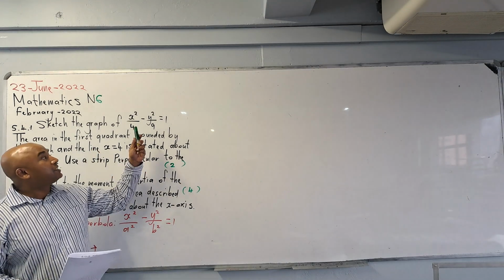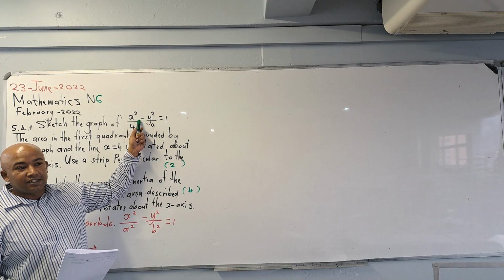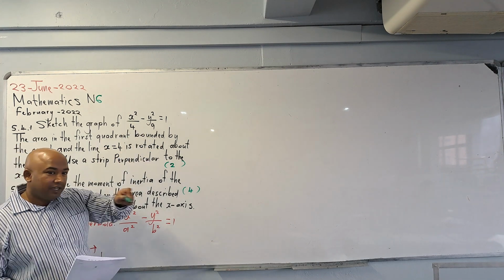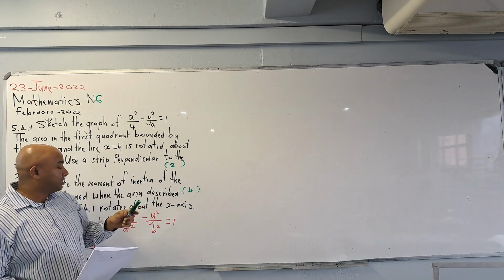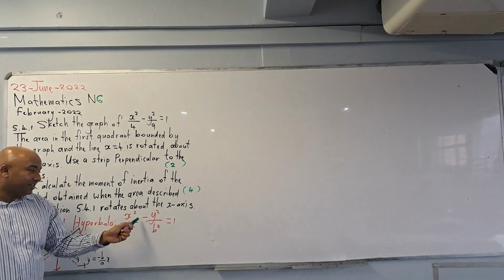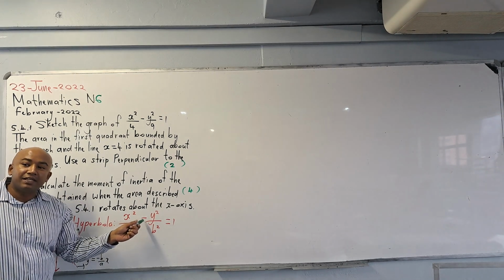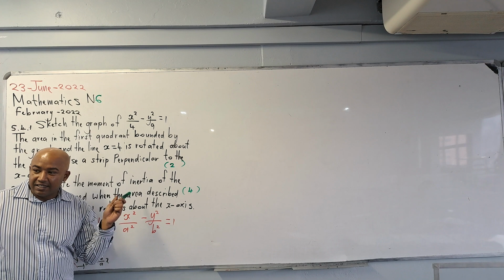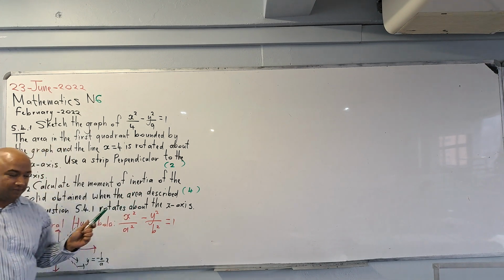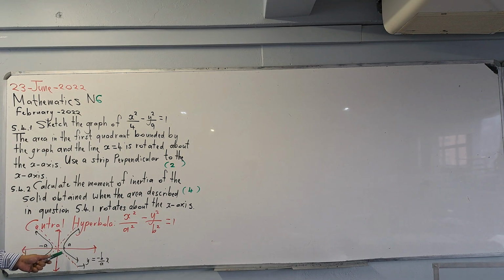If there was a positive sign, then it will be an ellipse. Okay. The only difference is the sign. So be careful. If it's a minus sign, it's a central hyperbola. Right. So this is how it looks. It has two branches here, one cutting the x-axis on the positive x-axis and the other on the negative x-axis.